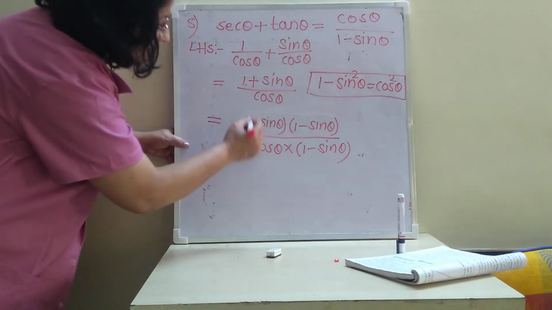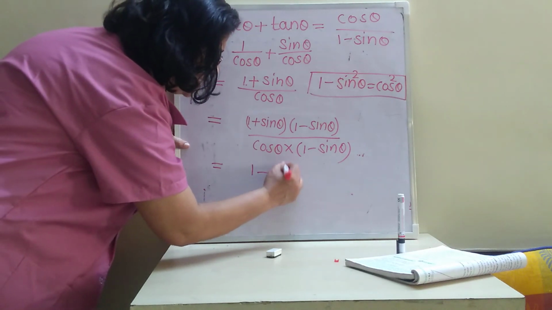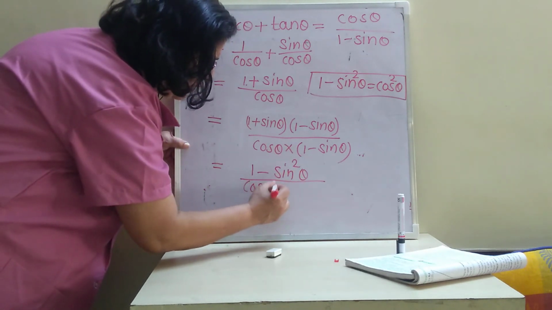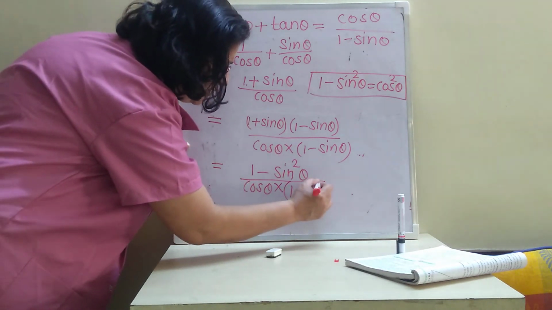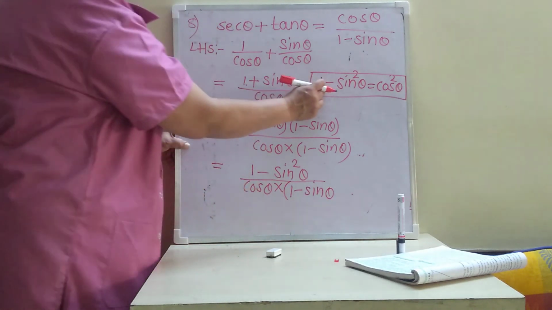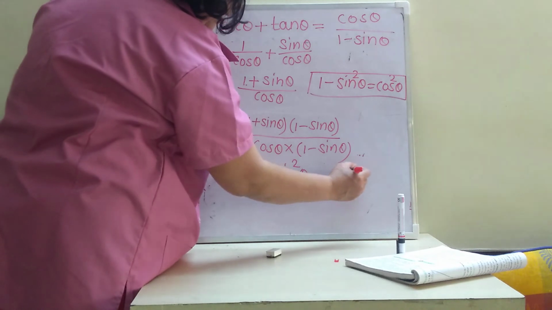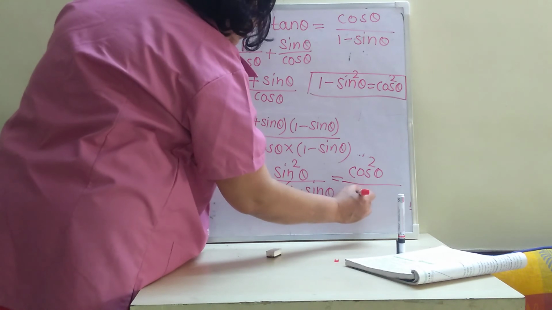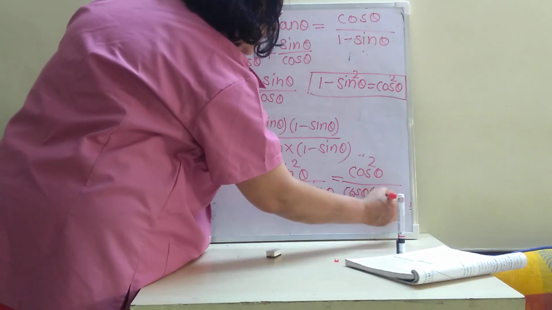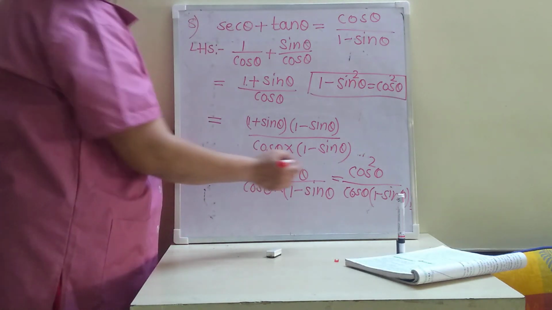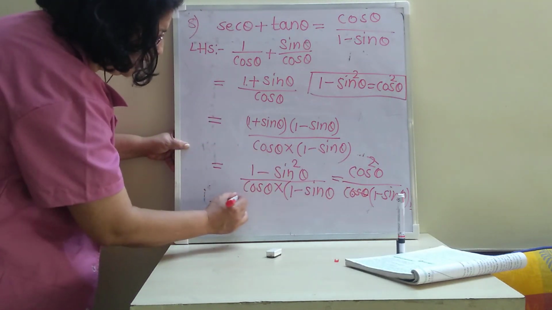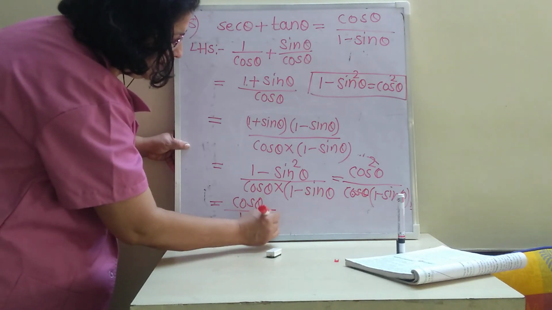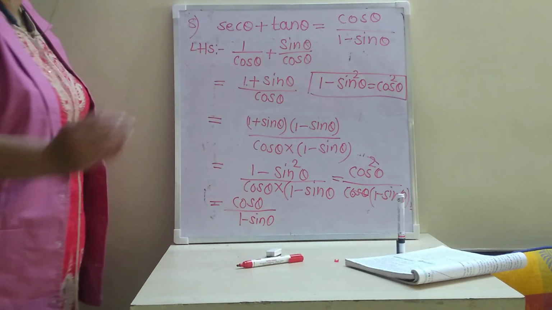Okay, now what is happening? I am getting 1 minus sin square theta, and upon that as it is cos theta multiplied by 1 minus sin theta. Now what is this identity? 1 minus sin square theta equal to cos square theta. So let us write cos square theta in the numerator, denominator cos theta and 1 minus sin theta as it is. Now what is getting cancelled? One cos theta will get cancelled. You will get cos theta in the numerator and 1 minus sin theta in the denominator. Okay, this is a simple sum.